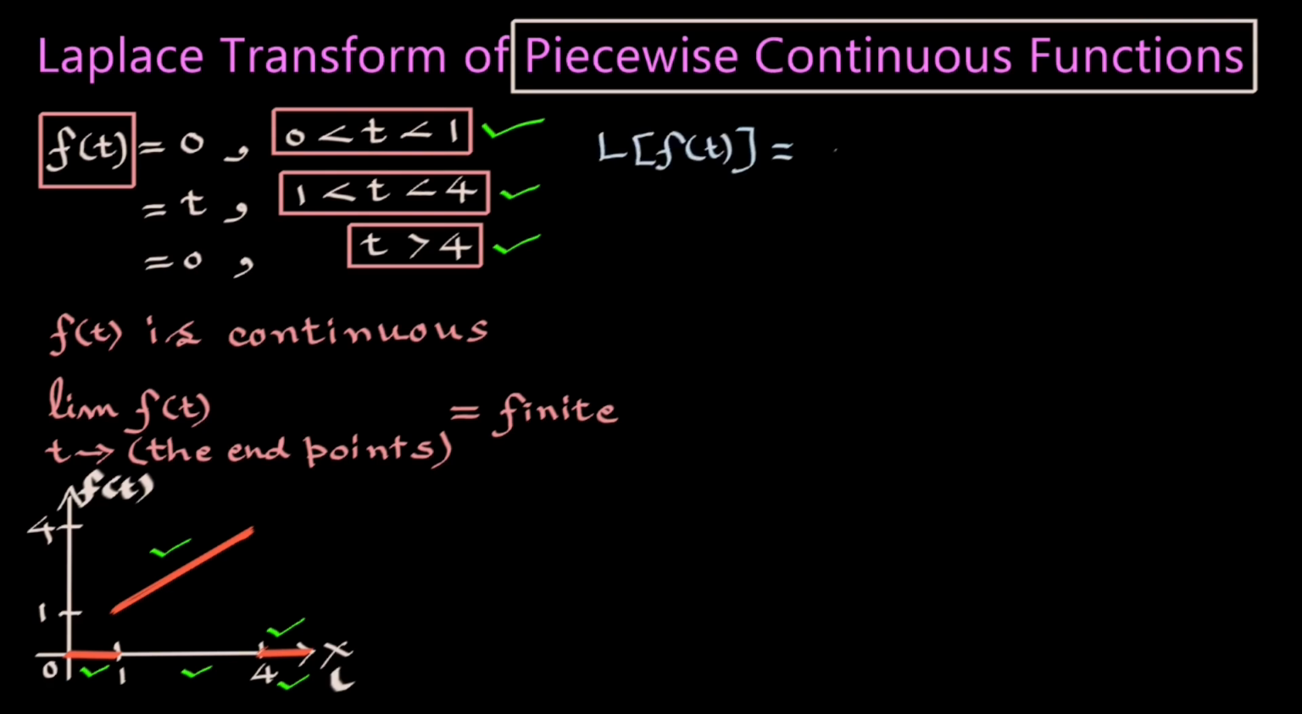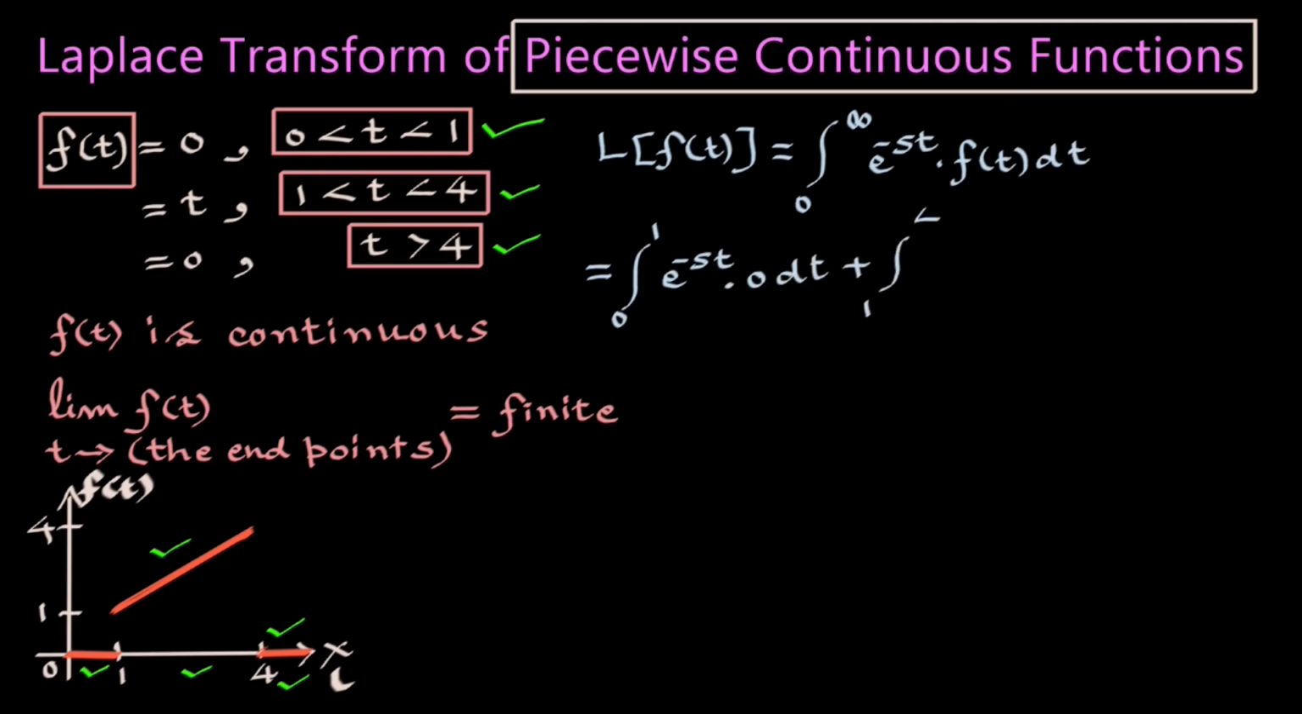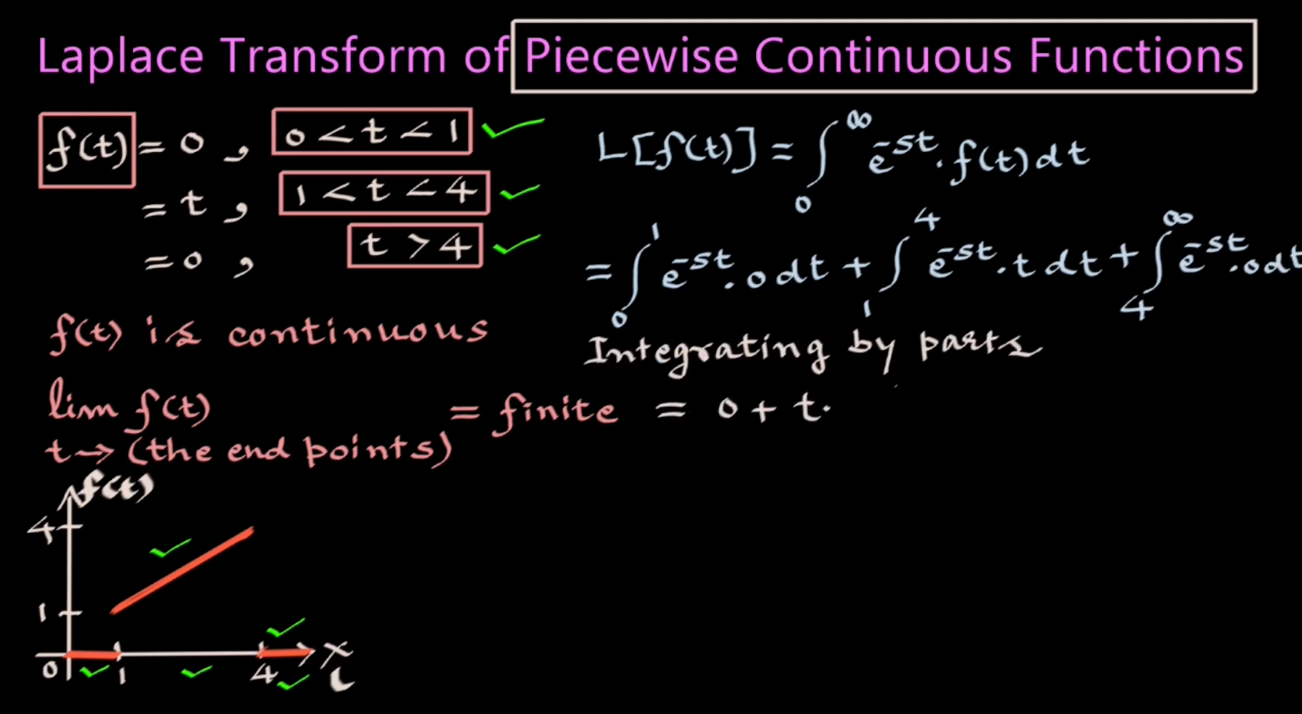So L(f(t)) is from 0 to infinity of e raised to minus st into f(t) dt, which is integral from 0 to 1 e raised to minus st into 0 dt plus integral from 1 to 4 of e raised to minus st into t dt plus integral 4 to infinity of e raised to minus st into 0 dt. Integrating by parts, it is 0 plus t into e raised to minus st upon minus s minus 1 into e raised to minus st upon minus s into minus s from 0 to 4 plus 0.